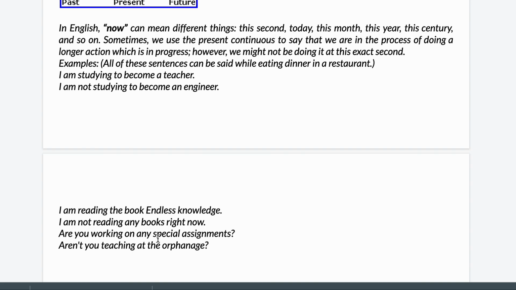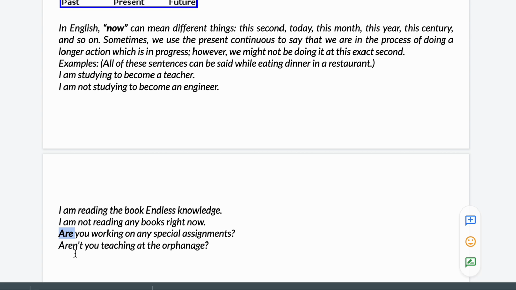Are you working on any special assignments? This is a structure to make questions. How to make a question? We bring our verb to the beginning of our sentence, and then at the end, instead of a full stop or period, we put a question mark. Aren't you teaching at the orphanage? This is a question that we are asking.